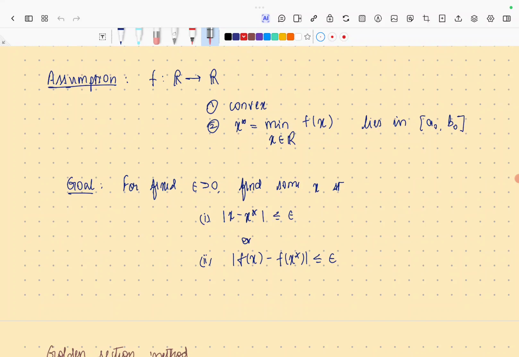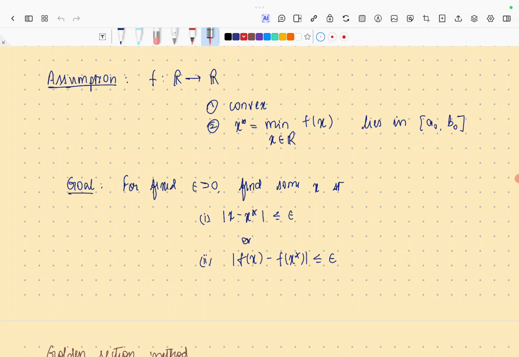And the goal could be either of the following. So we want to design some kind of an algorithm such that, of course, finding the exact minimum may not be possible, because after all, we are looking at numerical methods to approximate the minimum. So at best, we can hope to find a point that is close to the minimum. And the condition that we can pose is one of two. So we could either say that we want a point that is epsilon close to the minimizer, or we want to find some x such that the function value is very close to the minimum.